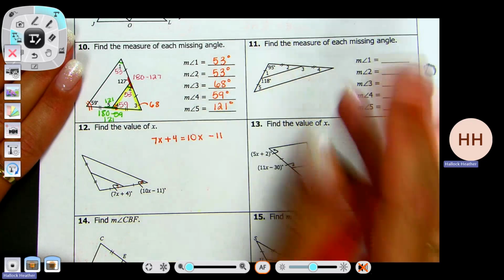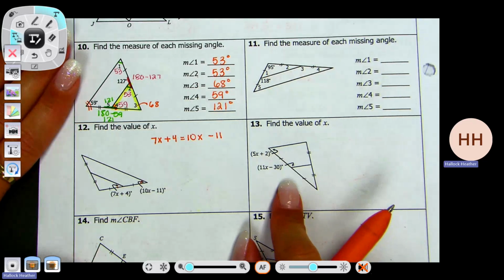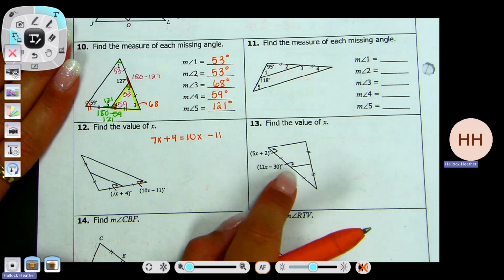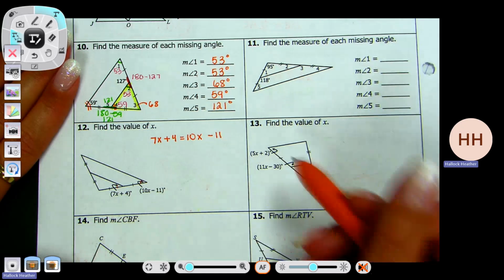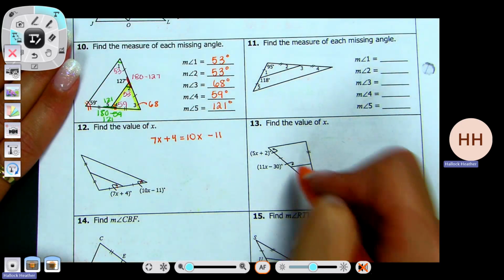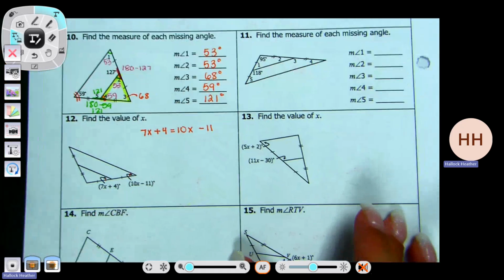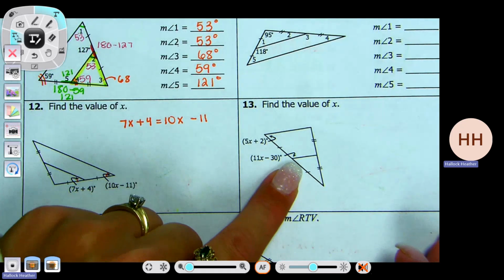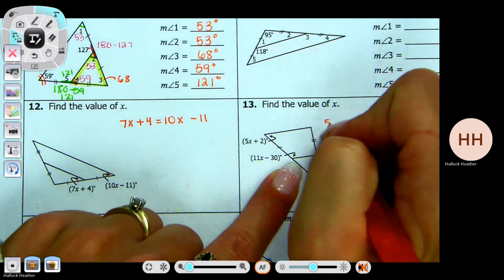For number 13, notice that this one is acute and this one is obtuse. Technically, you could put 5x plus 2 right here next to it, and then they're a linear pair. But I'm not going to do that because I feel like it's confusing. Just look at them. They're different. This one's acute. This one's obtuse. They are not the same. So I'm going to add them to equal what? 180.